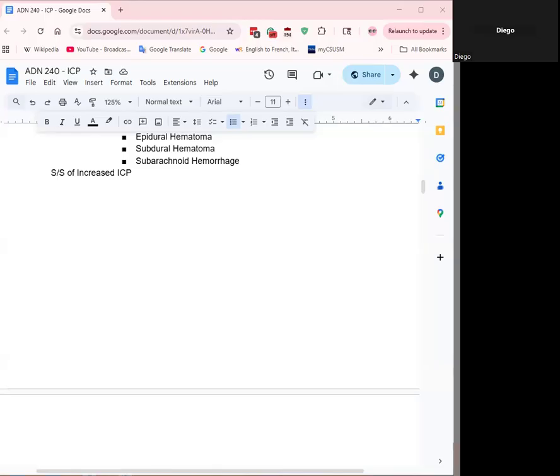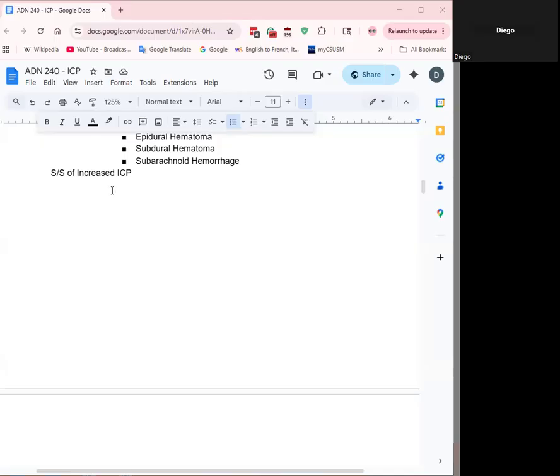Altered level of consciousness, and also cortical changes like speech changes, and then pupillary changes as well. Any motor abnormalities like unilateral weakness.